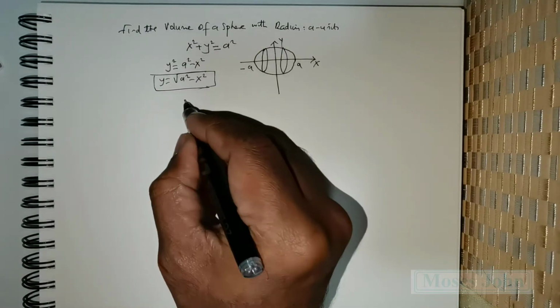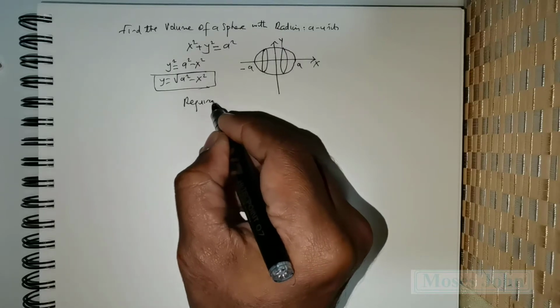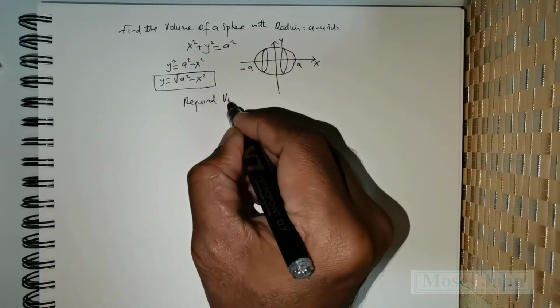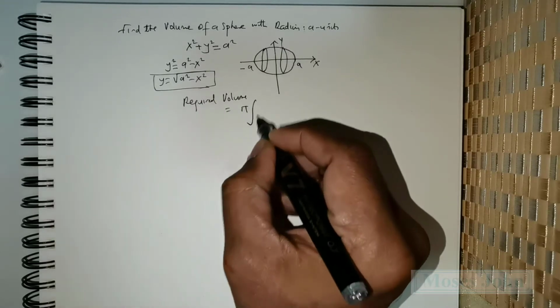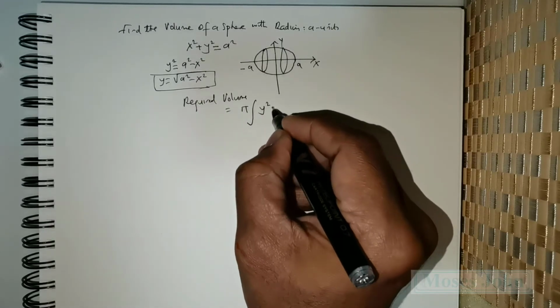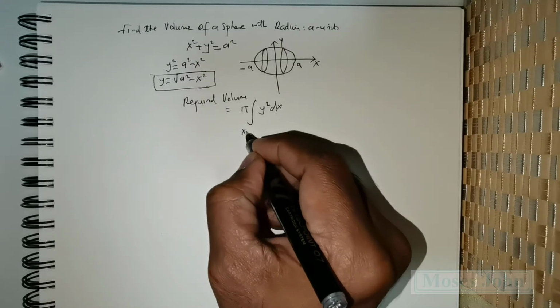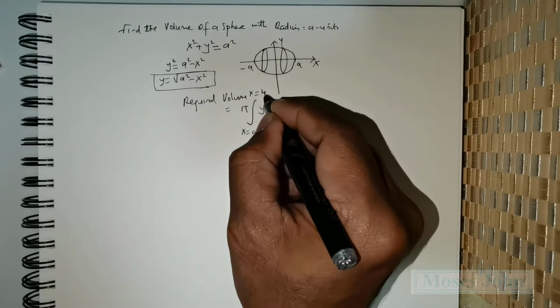The reason is the required volume is given by a formula, which is pi times the integral within the limits of y squared times dx. Of course, the limits have to be from x is equal to a to x is equal to b.